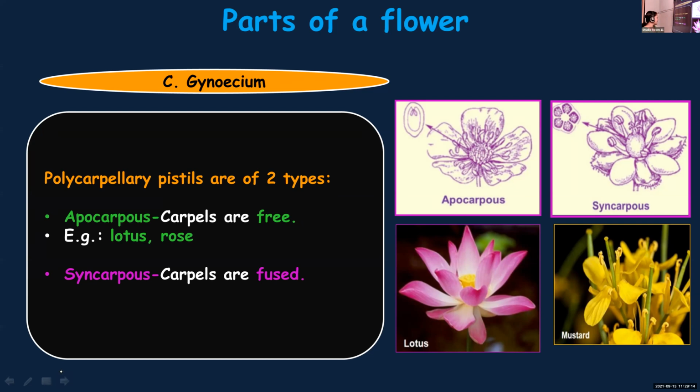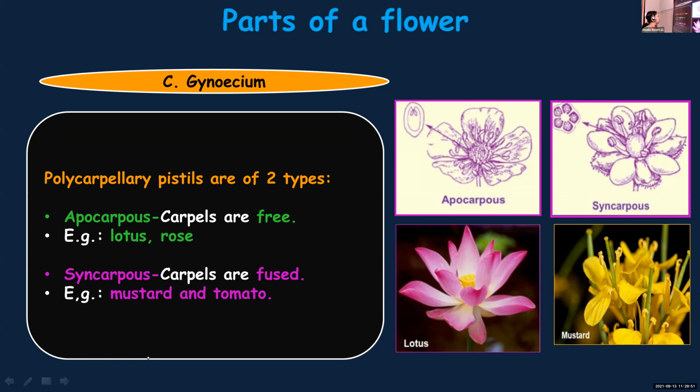Apocarpous and syncarpous. Apocarpous means many carpels are present, and each carpel is free. They are not joined together. Whereas syncarpous, remember syngamy, fusion, syncarpous, carpels are fused together. Example, mustard and tomato, you can find they have many pistils, and these pistils are joined together. Whereas in lotus and rose, many pistils are there and these are free.